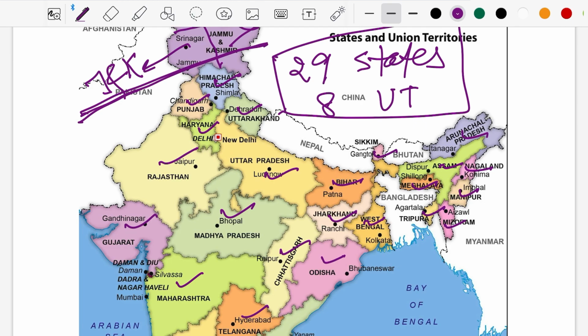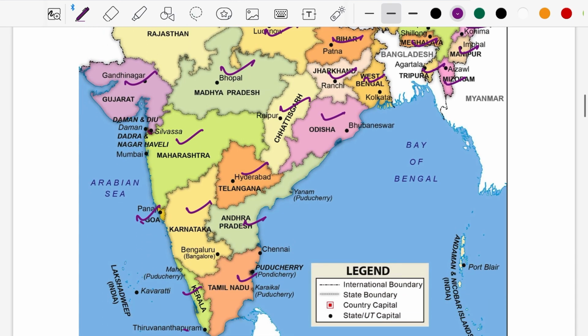Next, 8 union territories are there. What are all the 8 union territories? We can give the names: Jammu and Kashmir, then Ladakh, just below it is Chandigarh. It is the capital city of both states, Punjab and Haryana. Then it comes to Delhi. Then here it is Daman and Diu and Dadra Nagar Haveli. Earlier they were 2 union territories, now they have been combined and made 1 union territory.